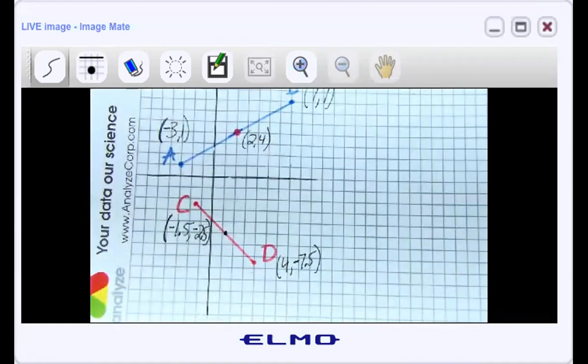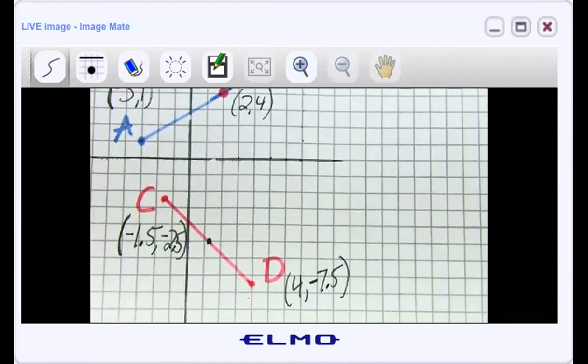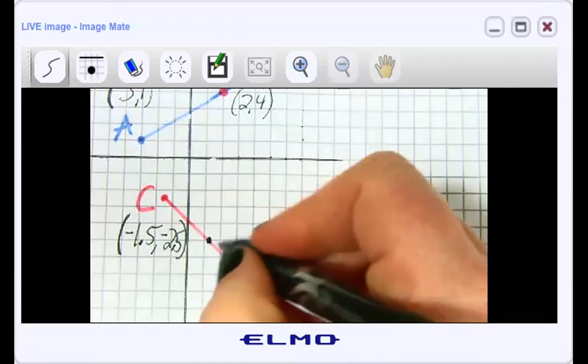And that point is perfectly the midpoint of CD. That's so cool. I know. It's splitting that segment exactly into 2 equal parts. Neat.